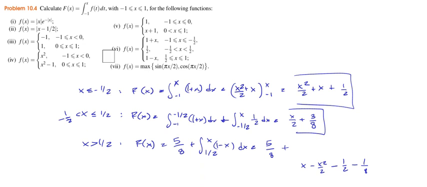X minus x squared, and you have, so this is minus plus, right? Minus 1/2 minus minus plus, yes. So you have 6/8 minus 4/8, right? So this is 2/8, 1/4. 1/4 plus x minus x squared over 2.